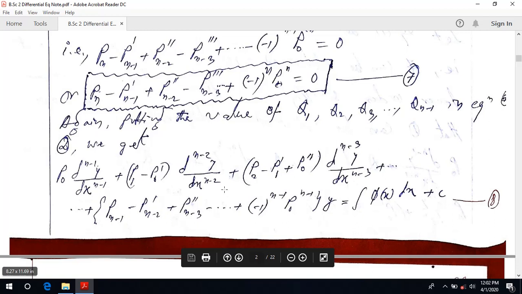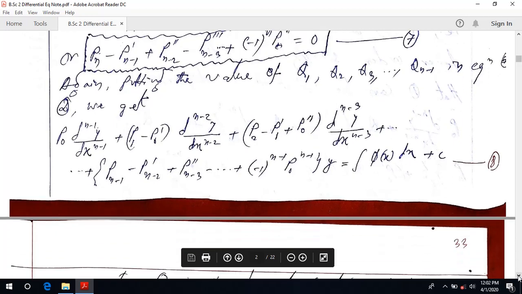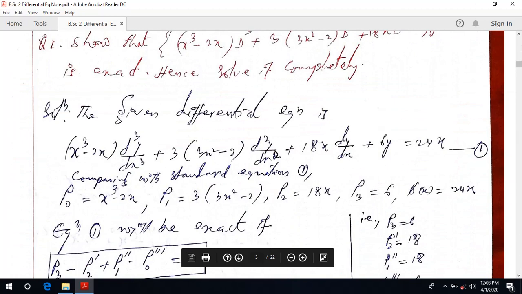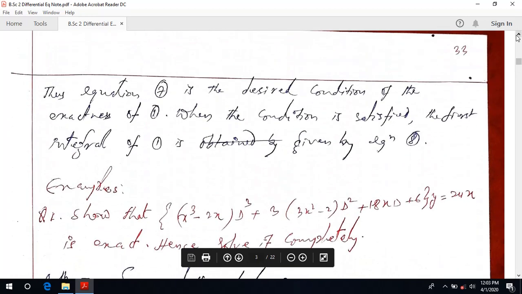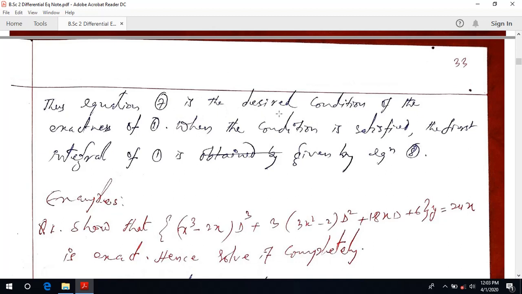So what is this equation? This equation is nothing but the solution of equation 1. This equation 8 is the solution of equation 1, the given differential equation, which is written here. Equation 7 is the required condition for the exactness of equation 1. When the condition is satisfied, or when the differential equation 1 is exact, the solution of equation 1 is given by equation number 8.